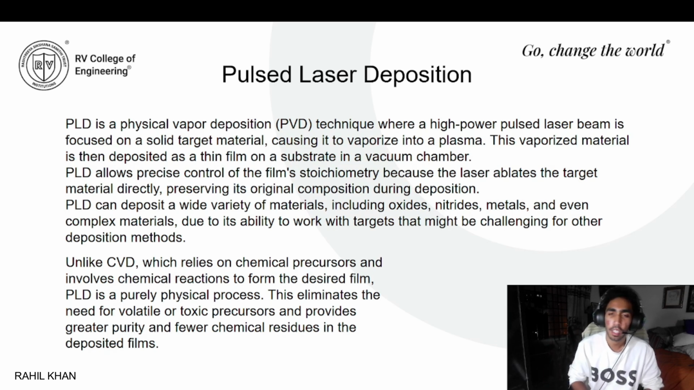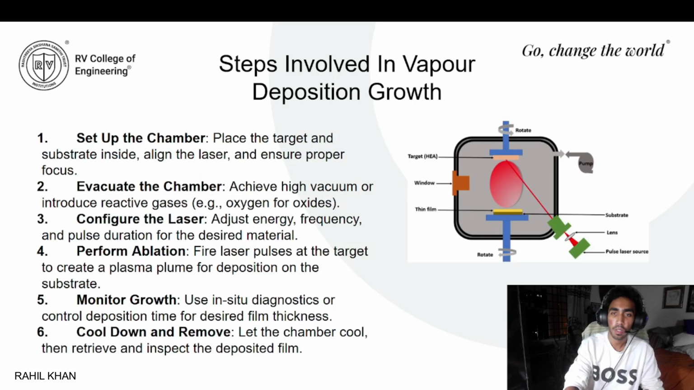So the main difference between physical and chemical vapor deposition is that in physical vapor deposition process, a solid is used that is converted into an ion and deposited onto the substrate, whereas in chemical vapor deposition the material to be deposited is already in gaseous or liquid phase. So let's look at the process.